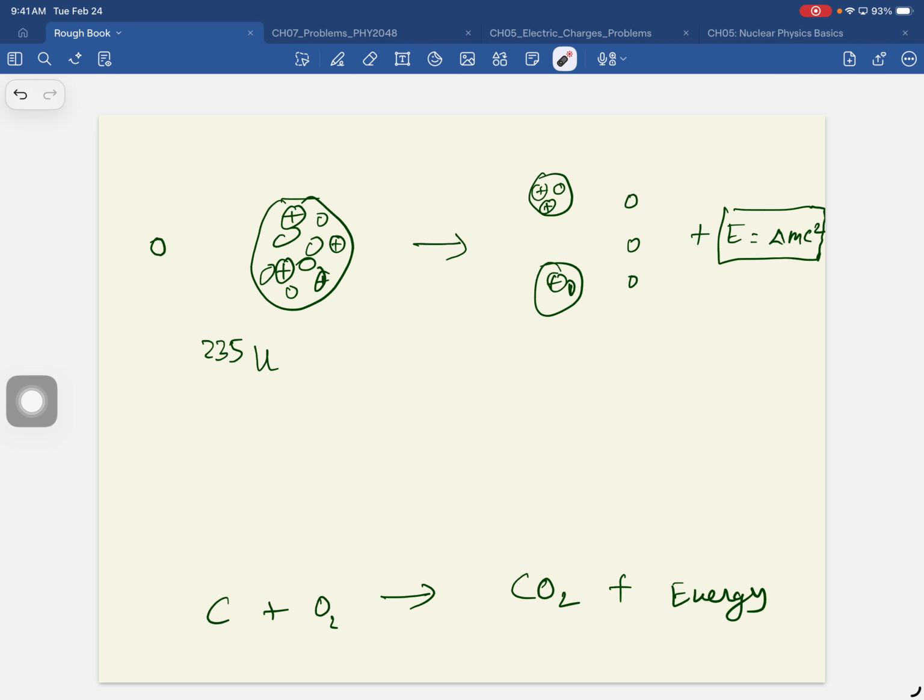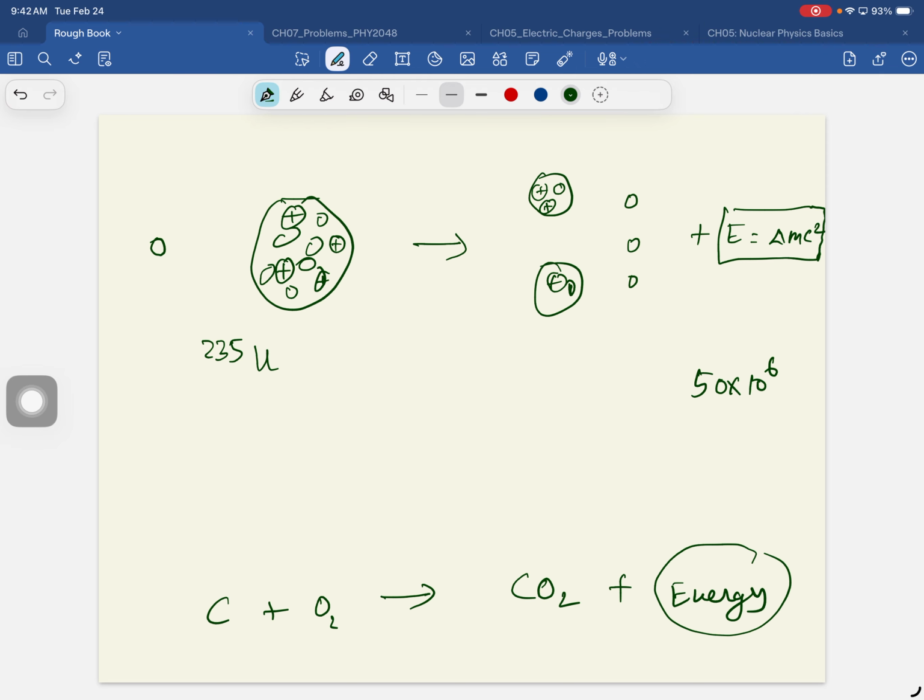Except that here's the thing about nuclear energy. When you split one uranium nucleus, the energy you get is 50 million times more than the energy you get when you burn one carbon atom. 50 million times more. So that's why we like nuclear energy.